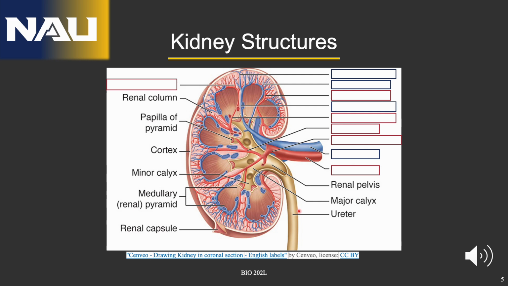The pyramids contain thousands of nephrons. So in here, there are thousands of nephrons. They are the functional unit of the kidney, and each is responsible for filtering blood and forming urine.